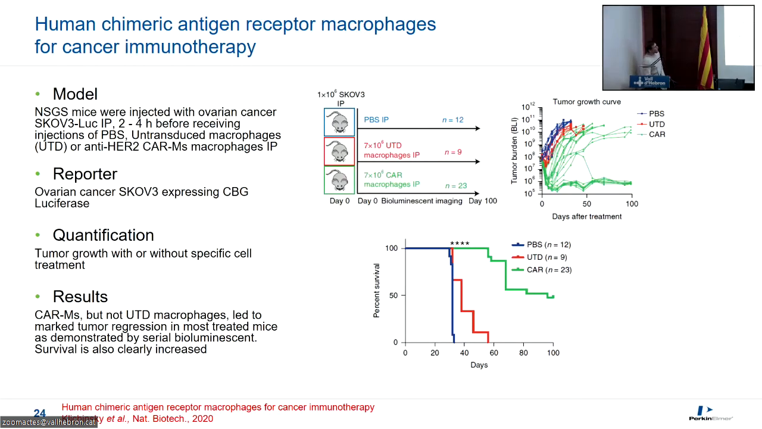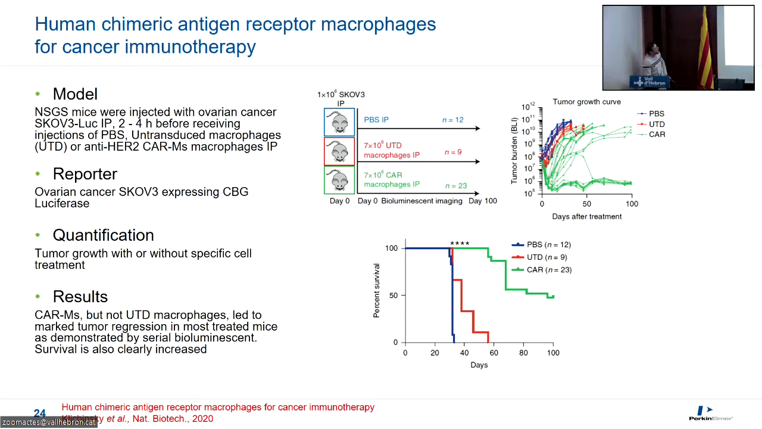So now we are using those macrophages to see if we would have a therapeutic effect against tumor growth. The model is using ovarian cancer, SKOV3, injected IP, and 2 to 4 hours after the injection of SKOV3 IP, we are injecting either PBS, so nothing, untransduced macrophages, or macrophages that are expressing the CAR, an anti-HER2. So 3 different groups: PBS, untransduced, and CAR-M.